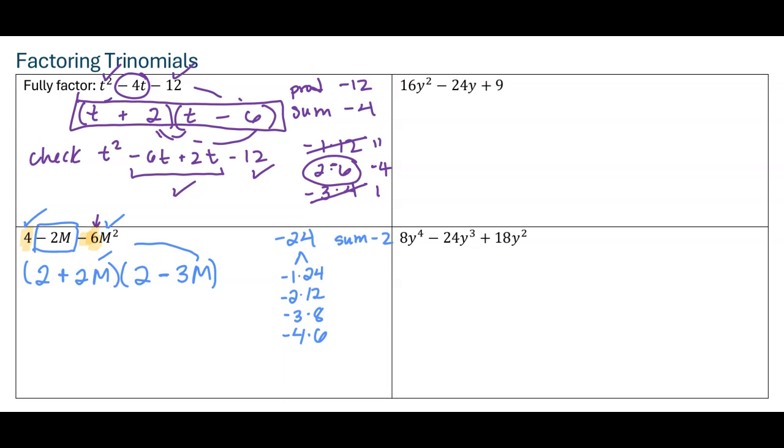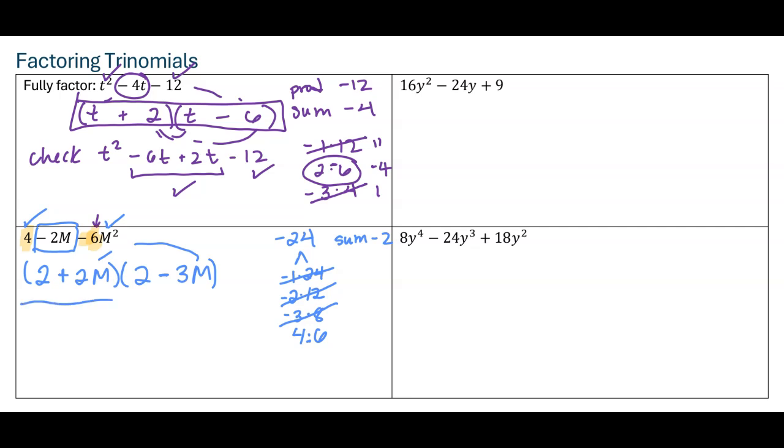Negative 1 plus 24, absolutely not, that's 23, nowhere close to 2. Negative 2 plus 12, that's 10, no good. Negative 3 plus 8 is 5, closer but still no good. It's negative 4 times 6 that's looking promising. That adds up to positive 2. I really would like a negative 2, so I'm going to make that a negative 6.